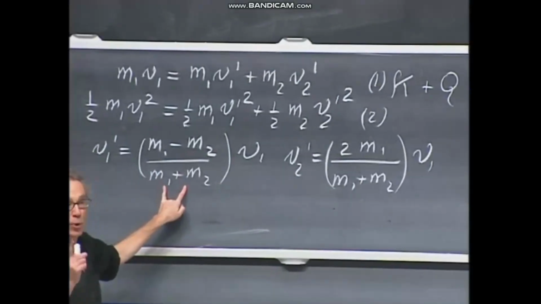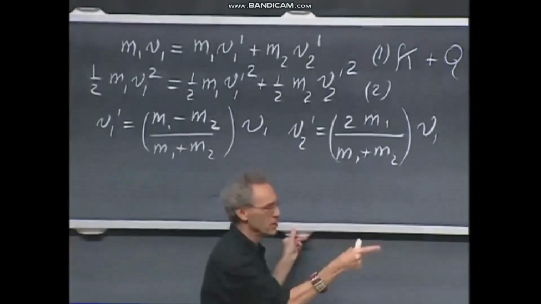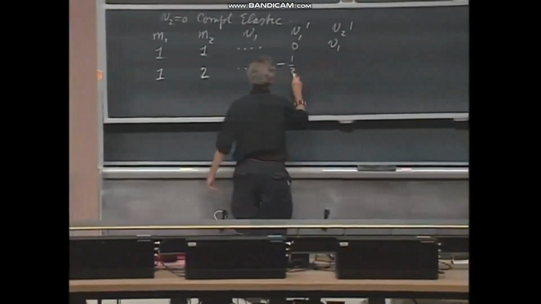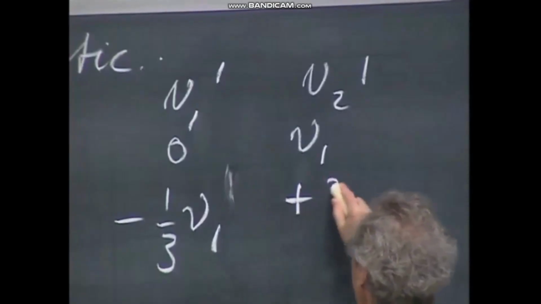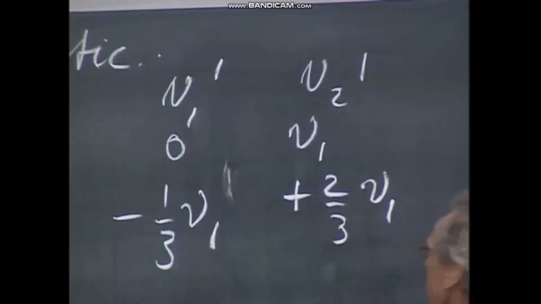Why do we subtract momenta? Here it is minus 1/3, plus 2/3. And so we get 1/3 V1, and this one is plus 2/3 V1.